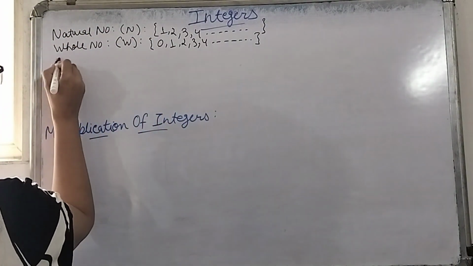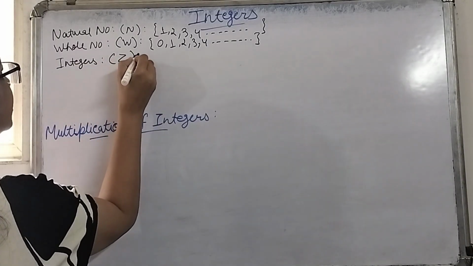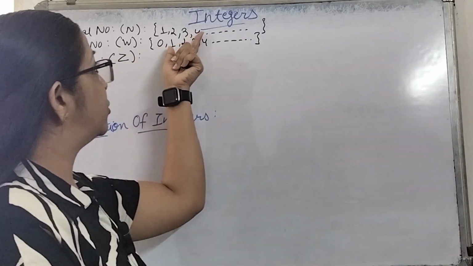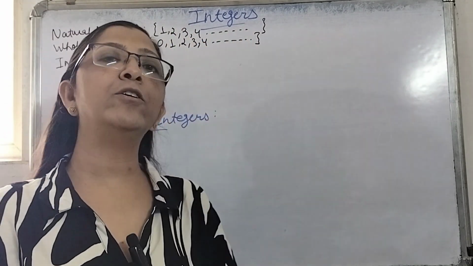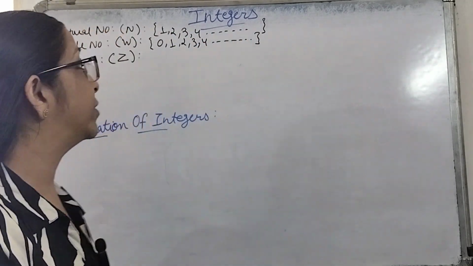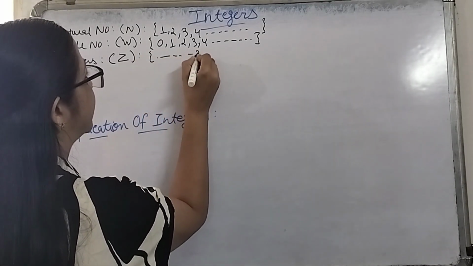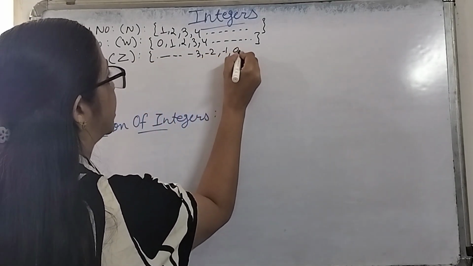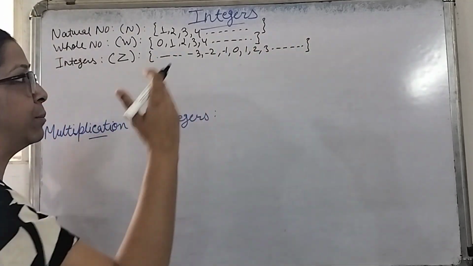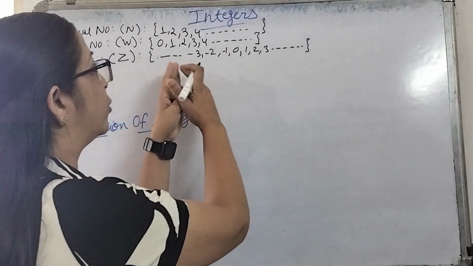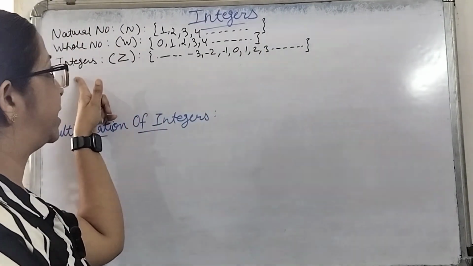Then comes your integers. Integers are denoted by capital Z. If we take all the natural numbers, 0 and all the negatives of the natural numbers together, then we get the set of integers. That means if we take say minus 3, minus 2, minus 1, 0, 1, 2, 3 in both directions up to the number whatsoever comes in our mind, and take all these numbers together, then we get the set of integers.